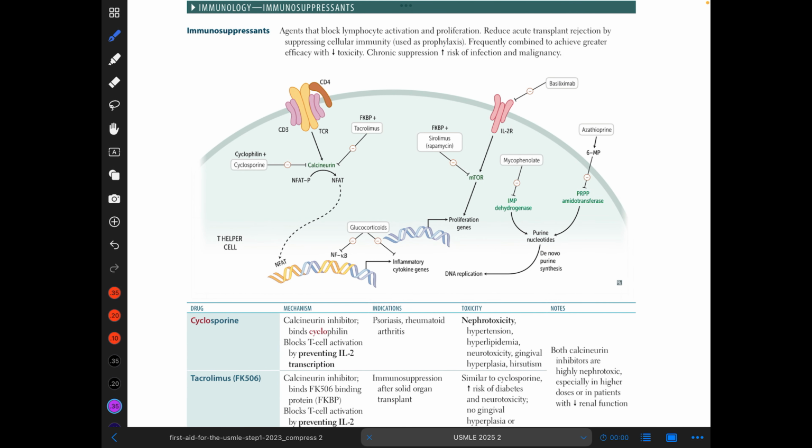Now we are going to talk about the immunosuppressants. These are the agents that block lymphocyte activation and proliferation. They reduce acute transplant rejection by suppressing cellular immunity, and are used as prophylaxis. They are frequently combined to achieve greater efficacy with decreased toxicity. Chronic suppression increases the risk of infection and malignancy.